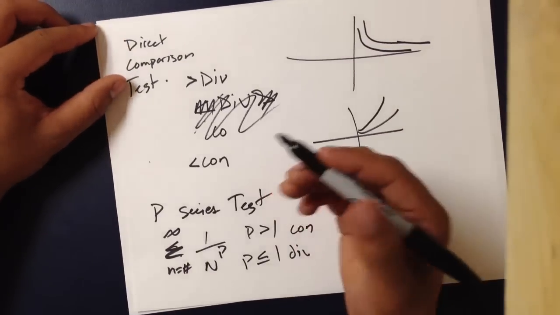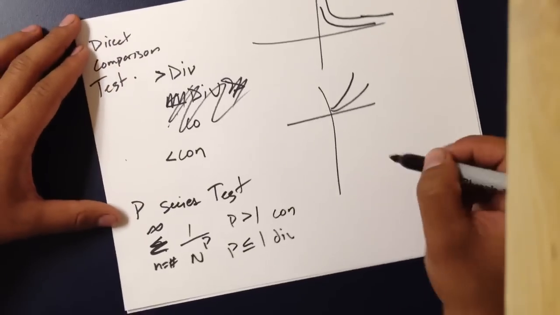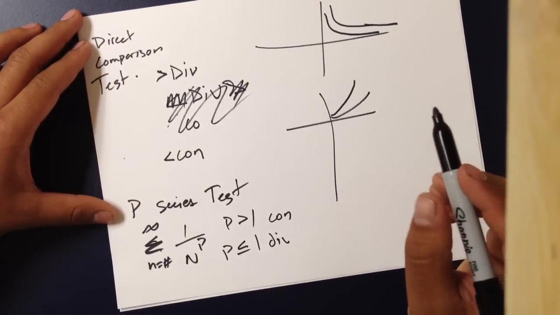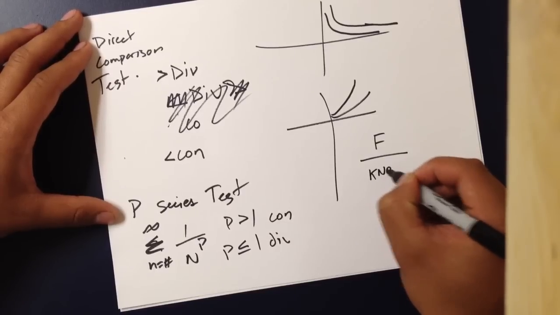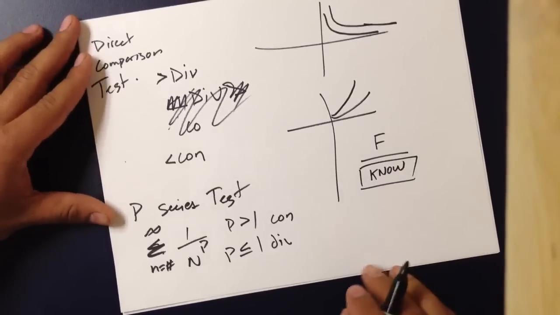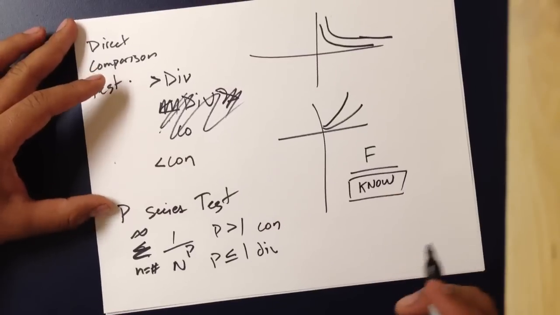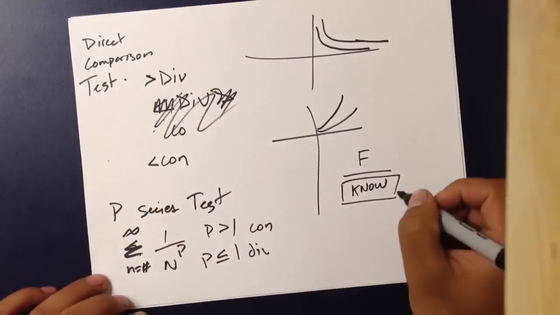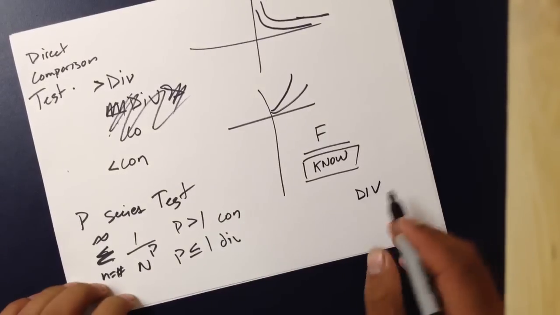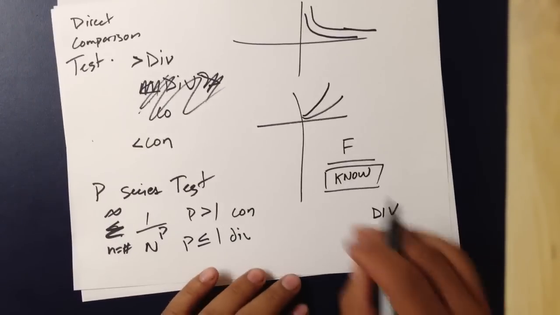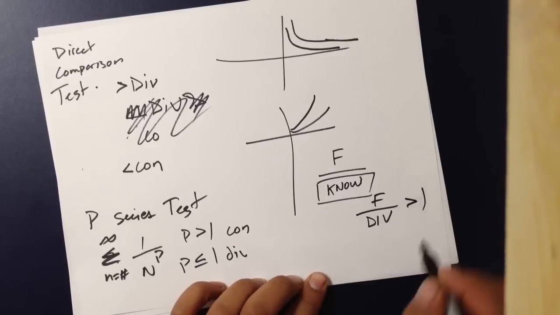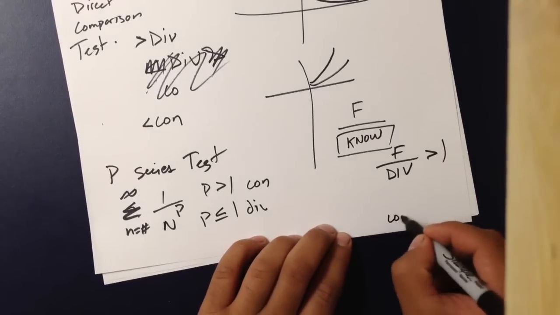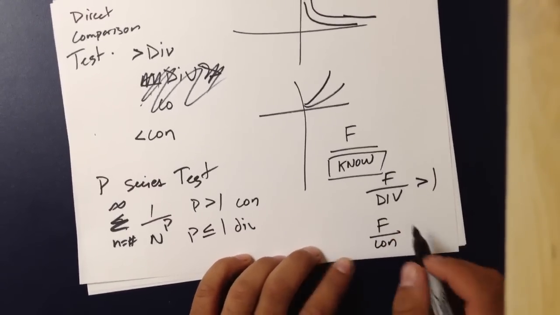So you would use the direct comparison test by setting up a ratio again of the function in question and the function that you know. And basically, if what you know diverges, and you want to be greater than something that diverges, the ratio should be greater than 1. If what you know converges, and you want to be below something that converges, it should be less than 1.